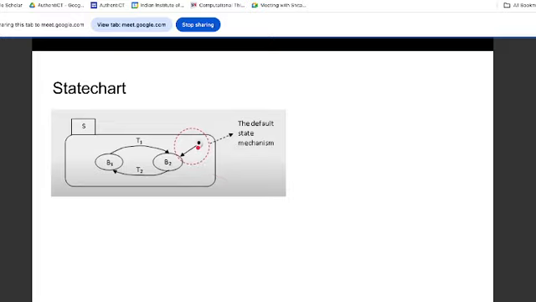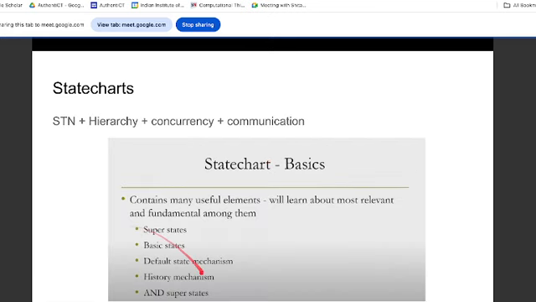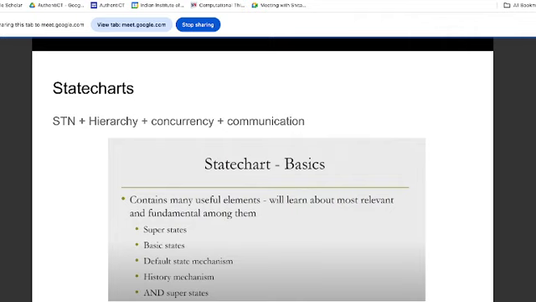Now, let's go back. There is the super state. We covered what a super state is and what a basic state is. Now the next thing to cover is the default mechanism, and a practical example, an example of an interpretation.